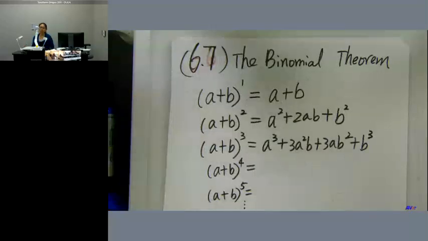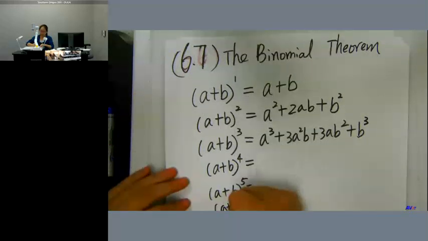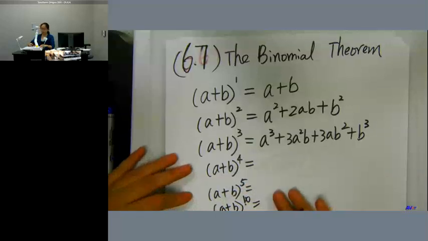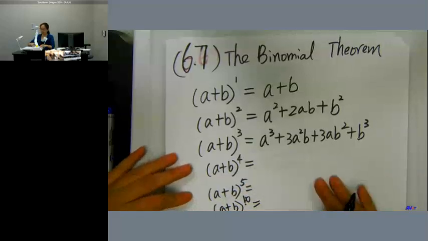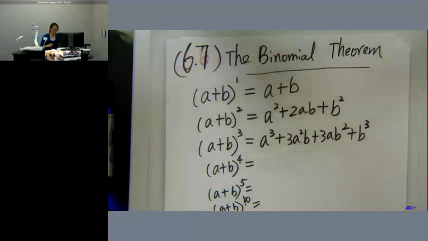So here we're going to give you a theorem that will save you all that trouble. You don't have to multiply. Say if you want to do a plus b to the 5th, or you can even do a plus b to the 10th power, or 80th power. There's a quick formula that you can follow to get the answer immediately without multiplying them 10 times. So that's called the binomial theorem.